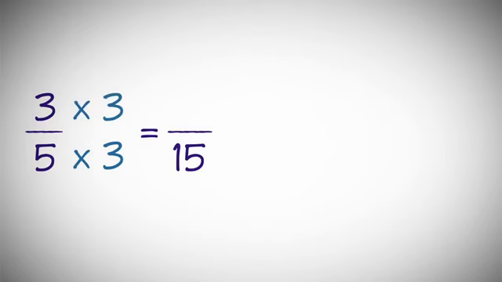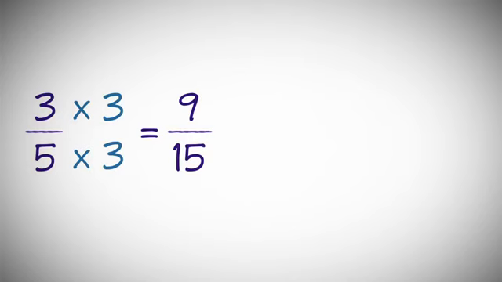What do we need to multiply 5 by in order to get a 15 in the denominator? 5 times 3 is equal to 15. So we're going to need to multiply the bottom by 3. And because we multiplied the denominator by 3, we also need to multiply the numerator by 3. So 3 times 3 is equal to 9. 5 times 3 is equal to 15. Our new fraction is 9/15.